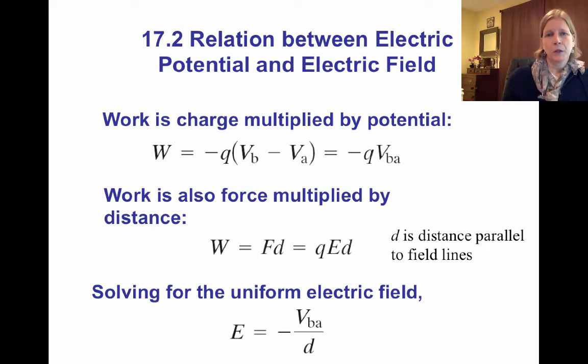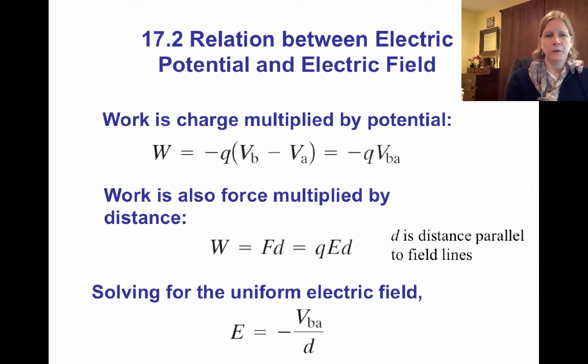All right, what I want to talk about now is the relationship between electric potential and the electric field. The effects of any charge distribution can be described by either the electric potential or the electric field. But electric potential is a scalar, whereas electric field we saw was a vector. It had magnitude and direction. So for problem solving, electric potential is often easier.